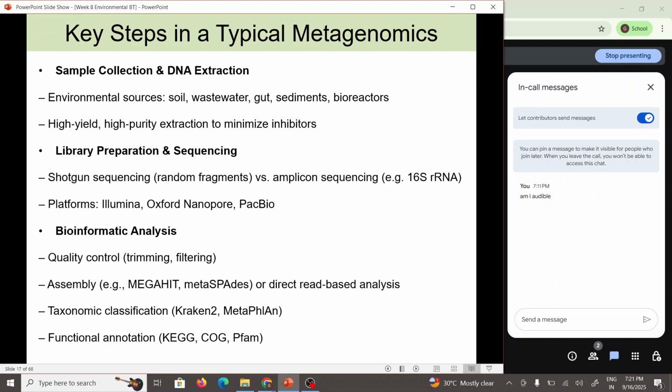And for the sequencing, the platforms that we can use are Illumina, Oxford Nanopore, and PacBio platforms. These are all sequencing platforms, and each has its own advantages and limitations. So based on the application, we can choose the platform through which we have to do the sequencing. And then comes the bioinformatic analysis. Once we are done with the sequencing, we have extracted the DNA and we have the data of what the DNA consists of, the entire sequence.